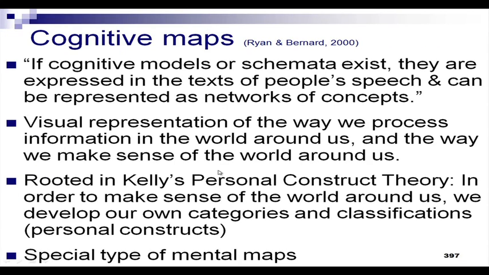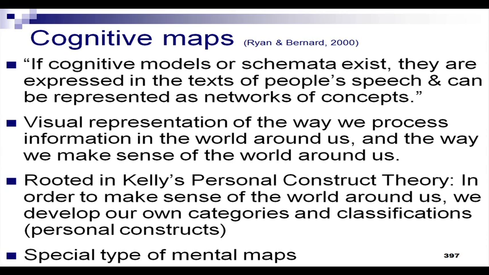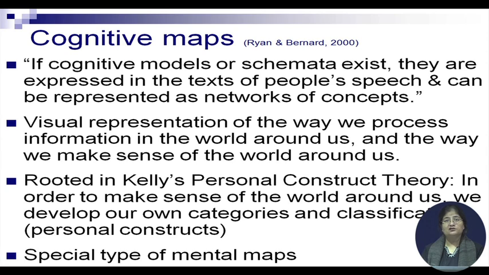The last topic in today's lecture is cognitive maps. This is another technique, and in this, cognitive maps are special types of mental maps, a visual representation of the way we process information in the world around us and the way we make sense of our world. And the premise here is that if cognitive models or schemata exist, they are expressed in the texts of people's speech and can be represented as networks of concepts.